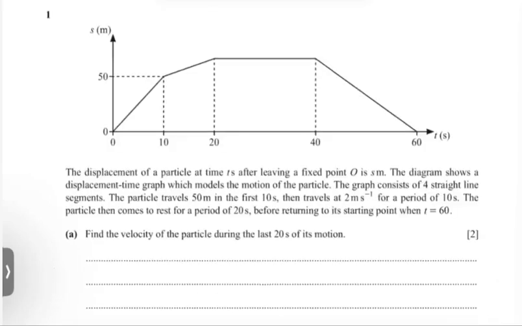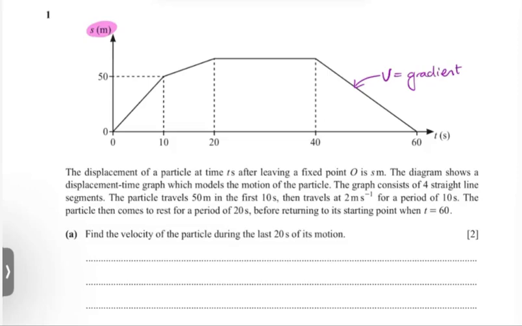Okay, question number 1. The displacement of a particle at time t after leaving a fixed point O is s meters. Okay, so just the first thing to note, this is a displacement time graph, not a velocity time graph. Normally they give us velocity, so now we just need to keep our heads about us. If I look at a displacement time graph, my velocity is my gradient. Okay, so I need to just keep that in mind.